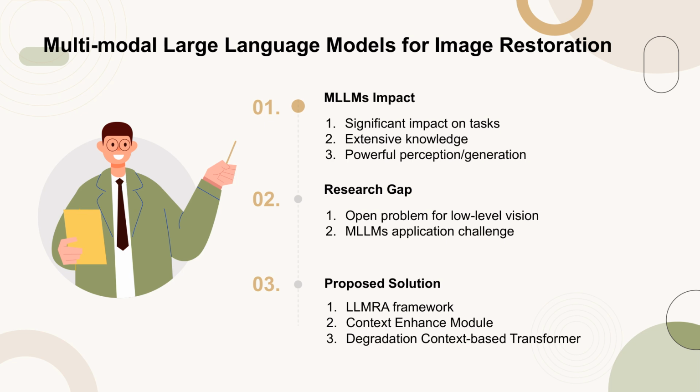This framework leverages the capabilities of MLLMs to obtain degradation information for universal image restoration. By employing a pretrained multimodal large language model and a vision language model, text descriptions are generated and encoded as context embeddings with degradation information. These embeddings are integrated into the restoration network through the proposed Context Enhanced Module, CEM, and Degradation Context-Based Transformer Network, DCFormer, contributing to more accurate and adjustable image restoration.